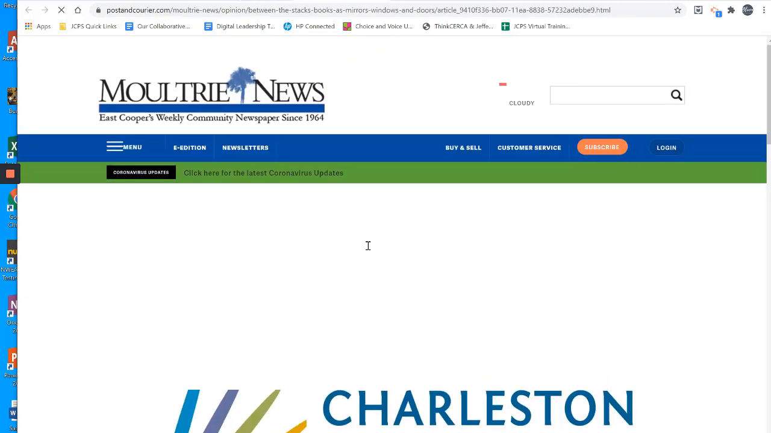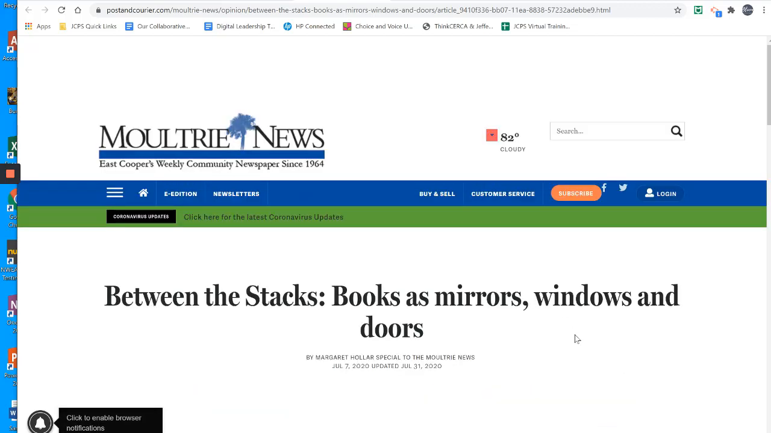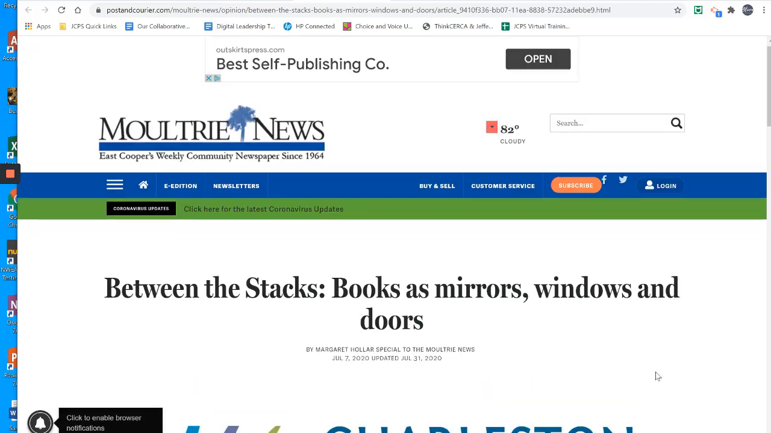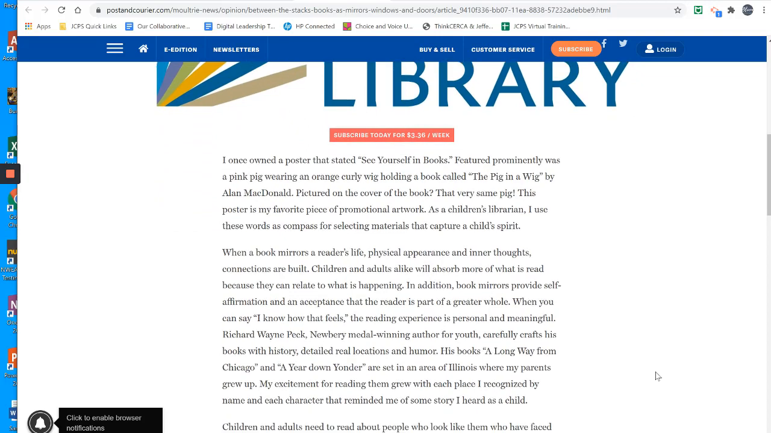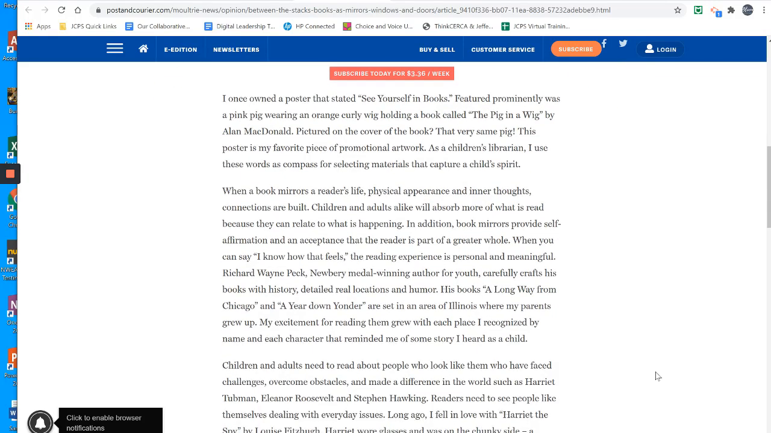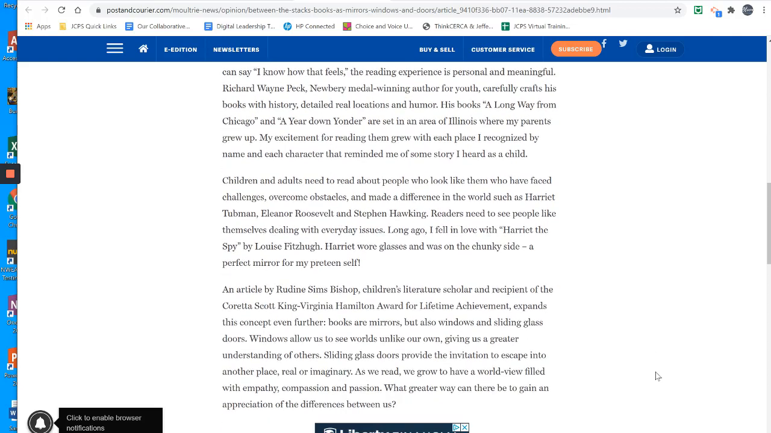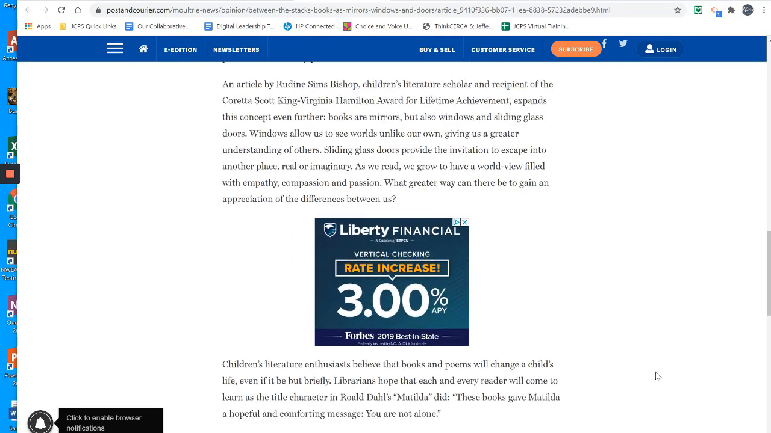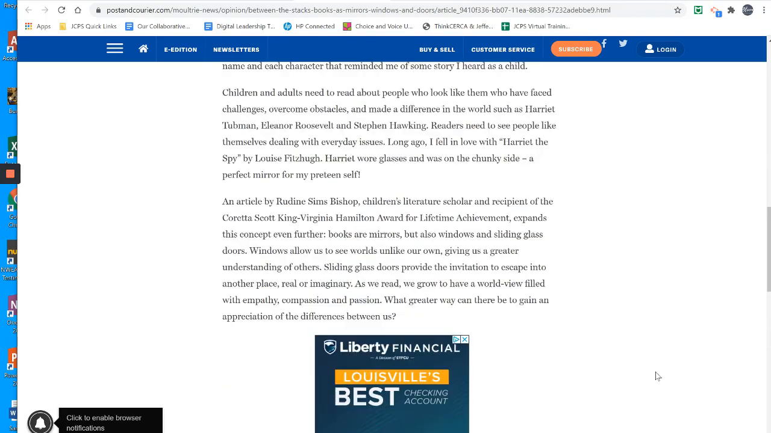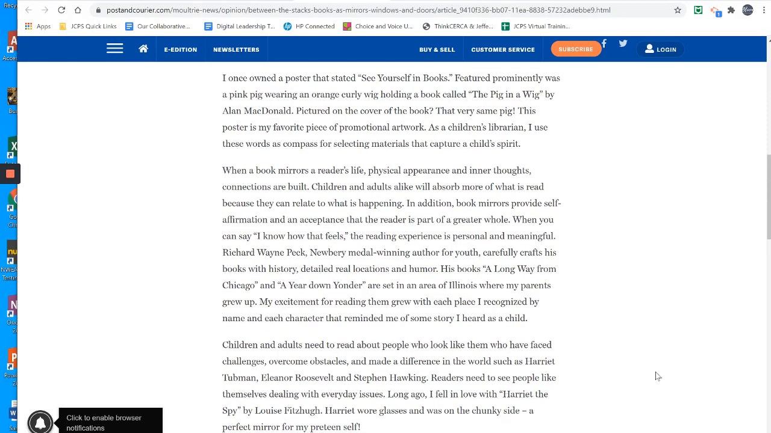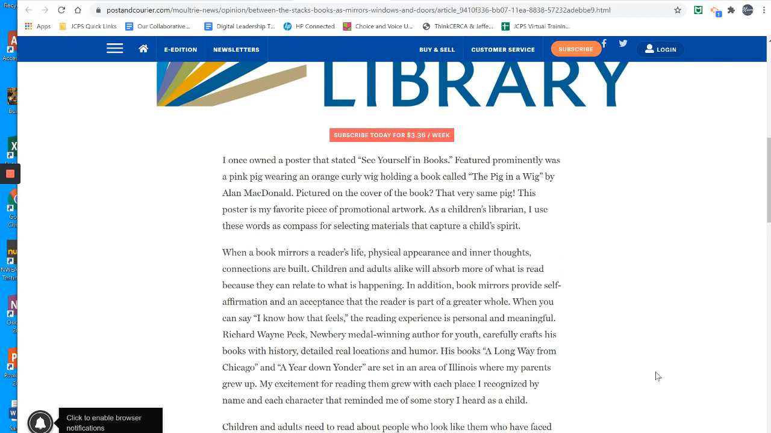Here is yet another resource for those of us who want to know more about mirrors, windows, and sliding doors. This is from Charleston County Public Library, and in it, this writer is reflecting on their growth, their progress in understanding the importance of diversifying their bookshelves. It's a really short piece. I'm a fan of pieces like these blog posts that will allow us to get in, get out, and gain nuggets of knowledge. And so that will just provide you additional information on the concept.